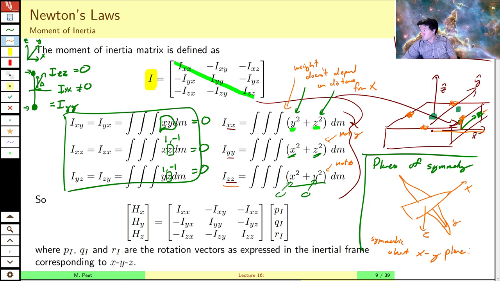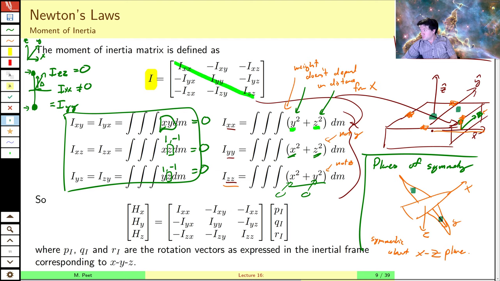And what does that mean? Well, if you have symmetry about the xz plane, my bad, xz plane, that means for every particle of mass in the y direction, there's another equal and opposite particle of mass in the negative y direction. And so those two cancel out.